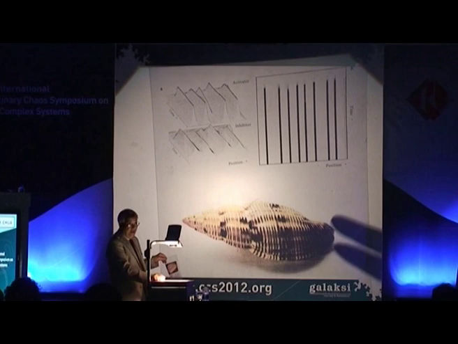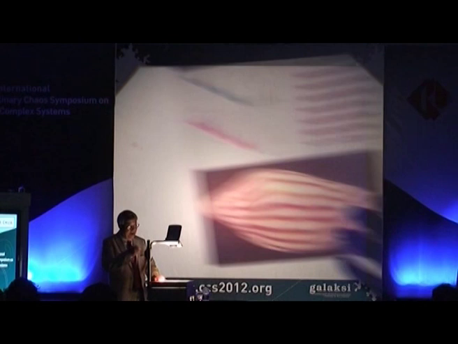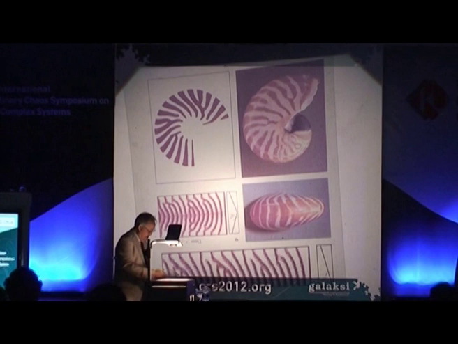This is another example of a different pattern of the snail, and it is also completely predicted from the edge of chaos theory. This is yet another pattern of snail. All of this, even the most exciting one, the nautilus, you can show that all of them are on the edge of chaos.